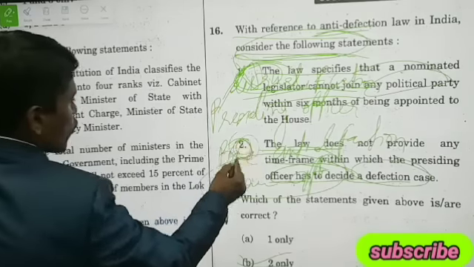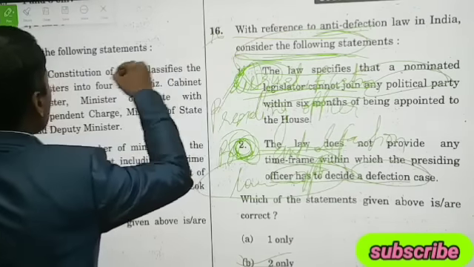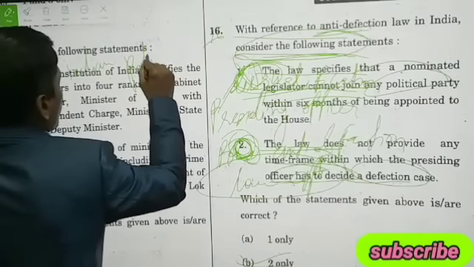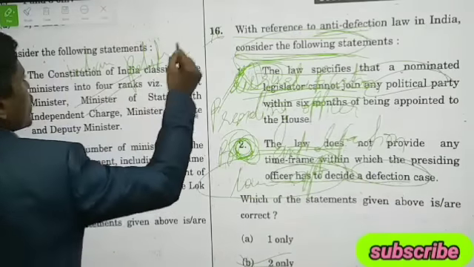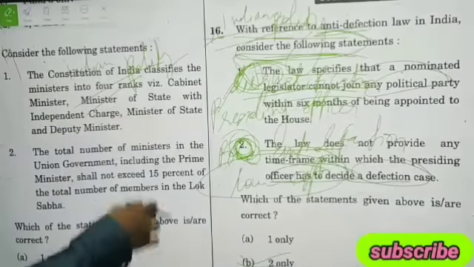Correct option 2. The presiding officer has the power to decide a defection case: the Lok Sabha Speaker, and in the Rajya Sabha the Chairman. These are Indian polity questions.